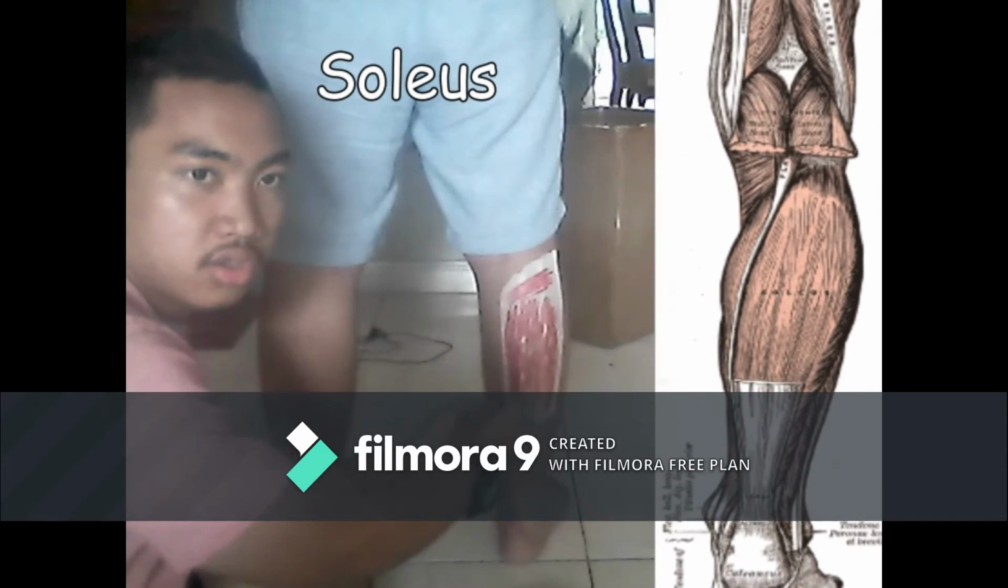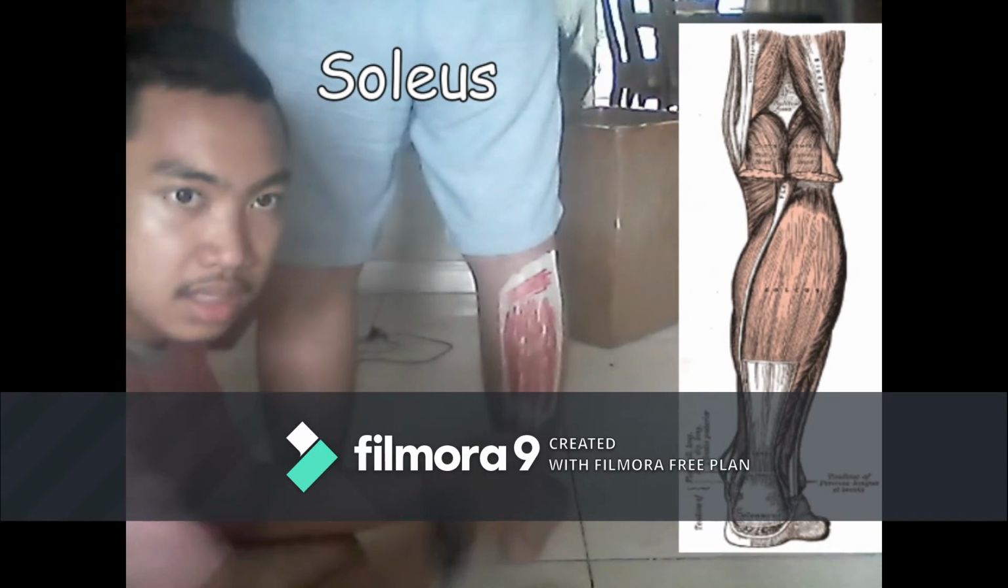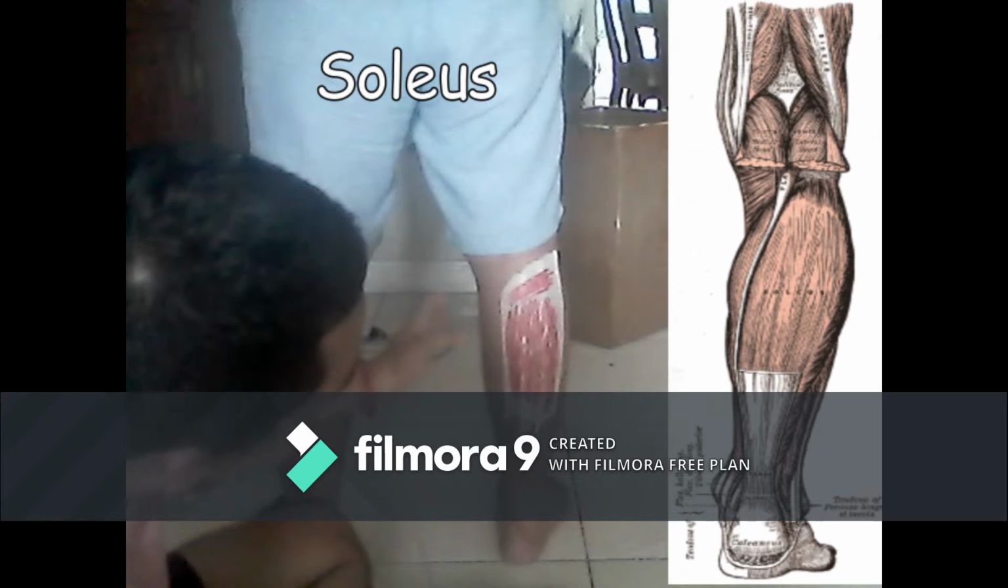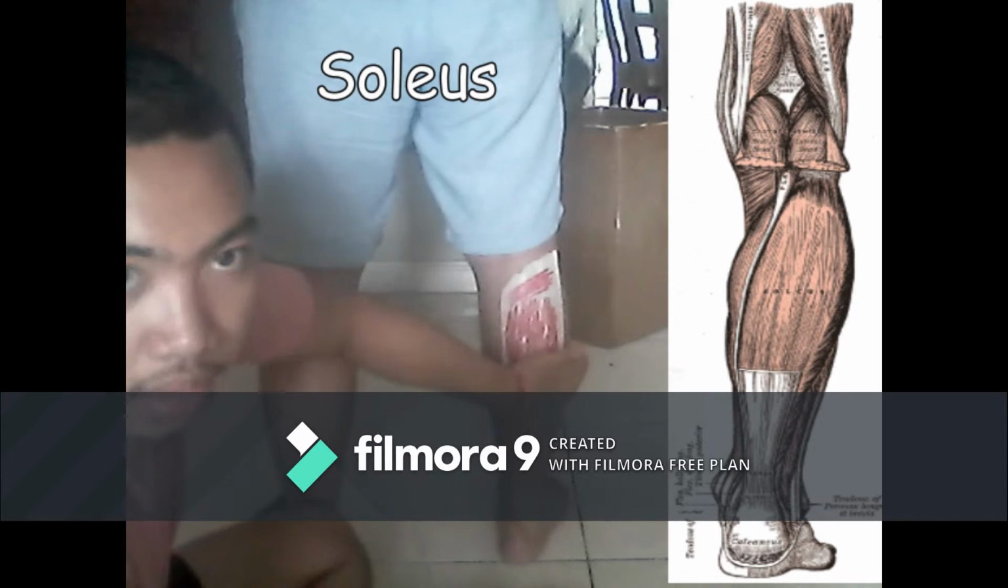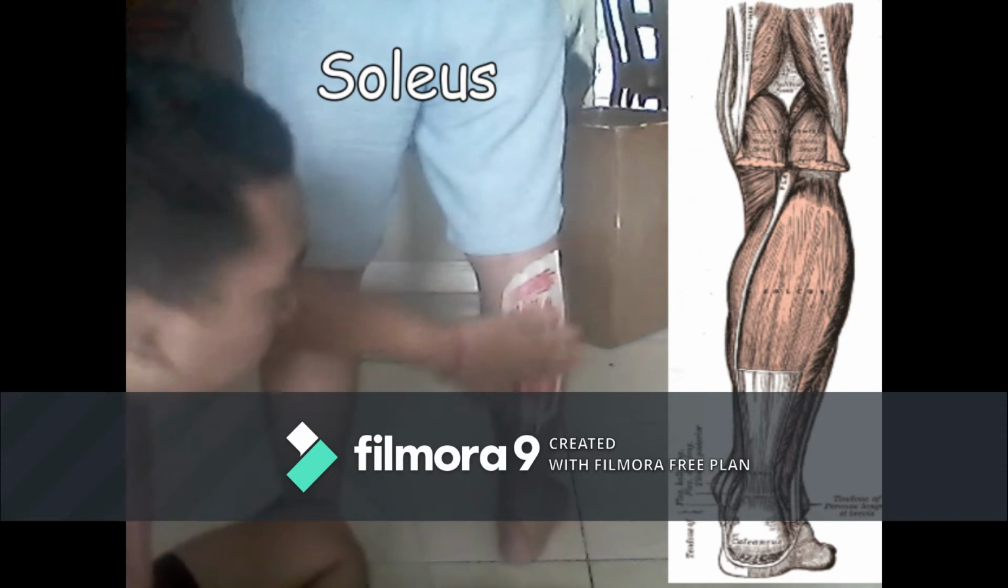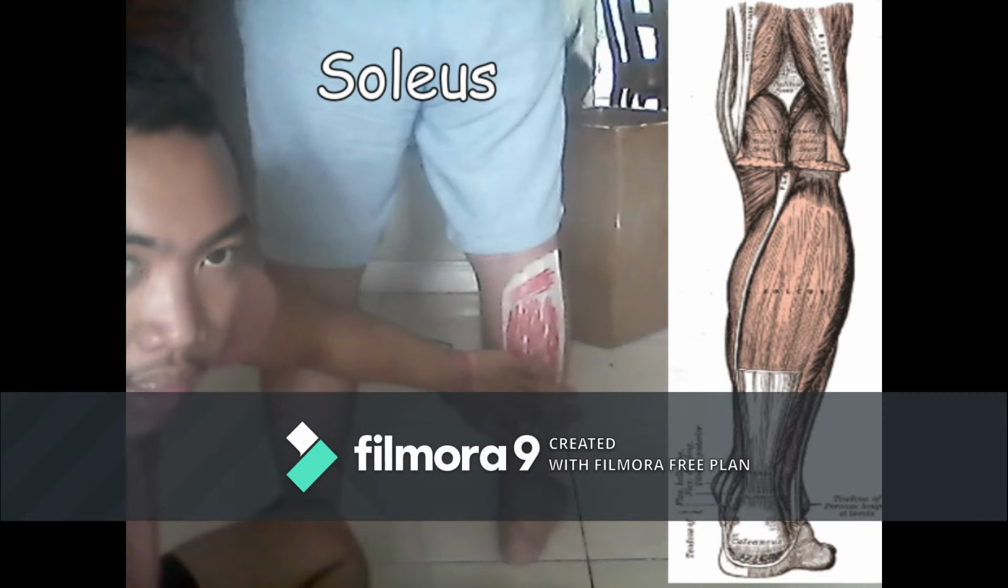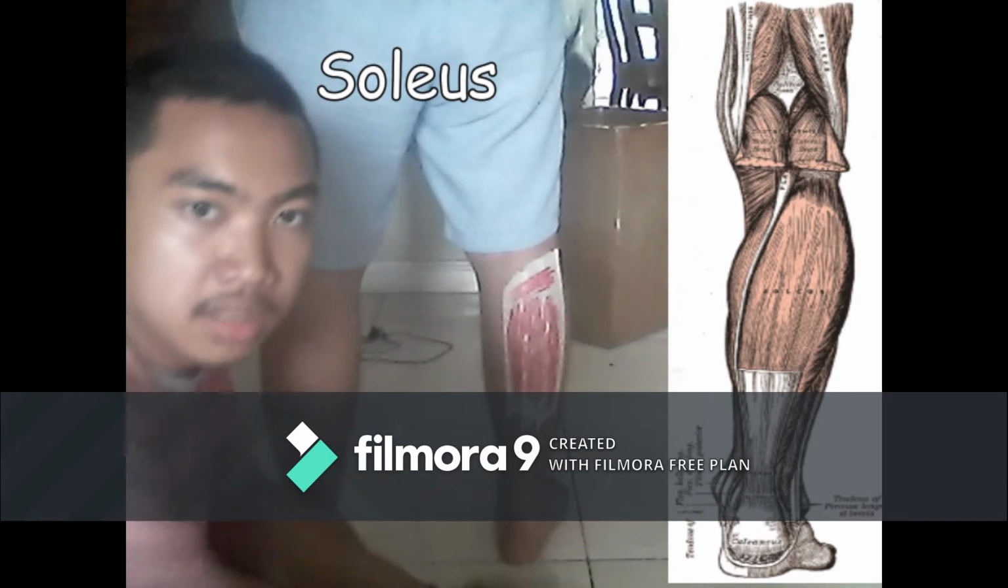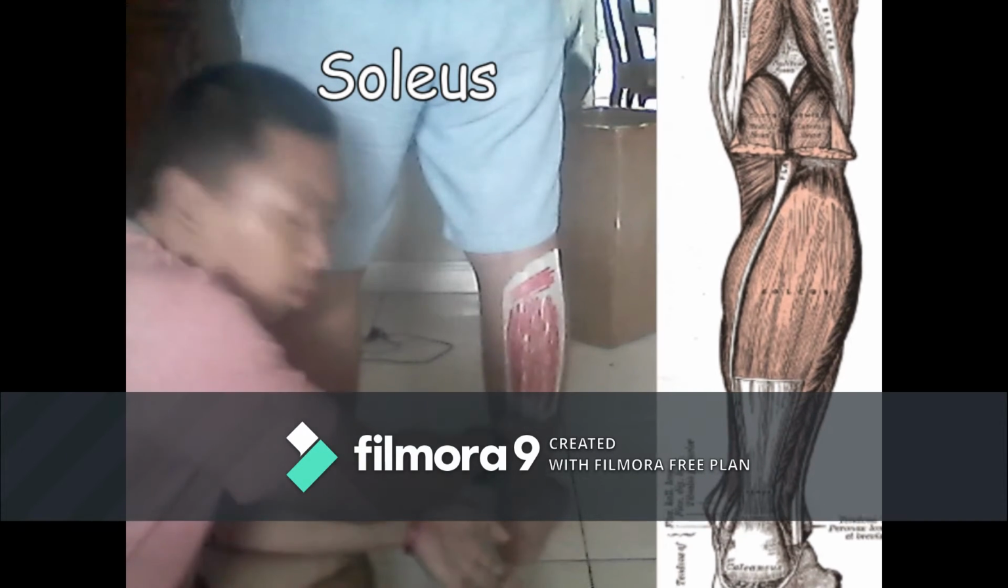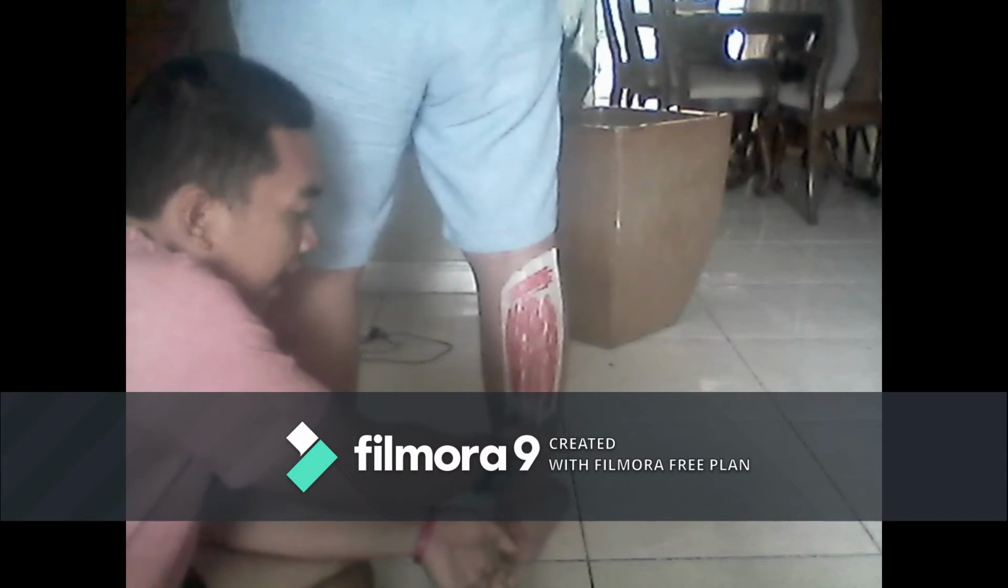So now I'll be talking about the soleus. So the origin of this is at the fibula and the medial border of the tibia. And so it is inserted at the tendocalcaneus, and the action of this is the plantar flexion.